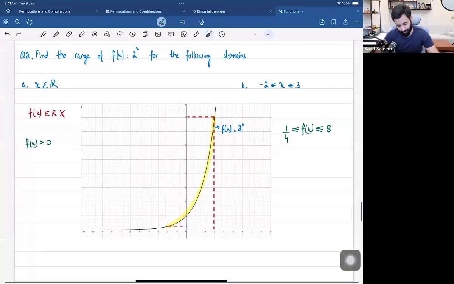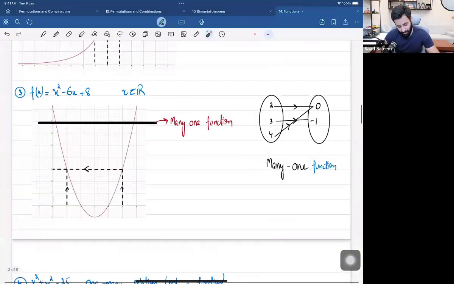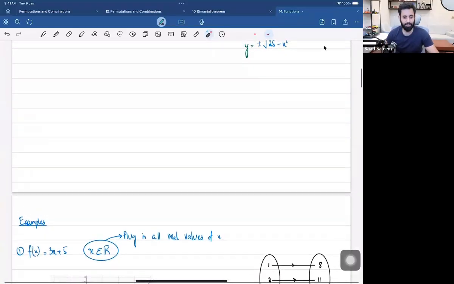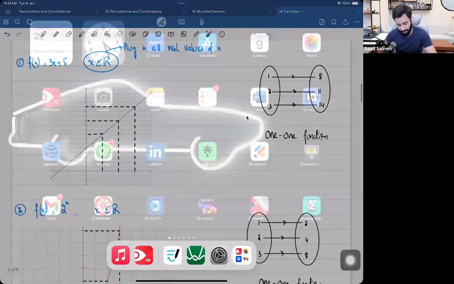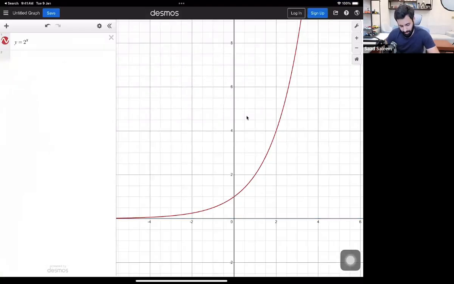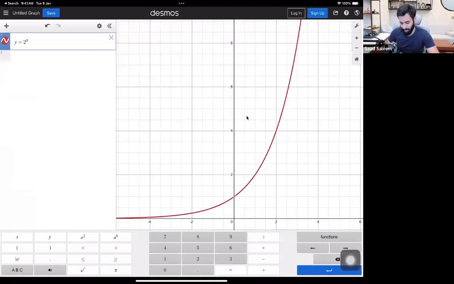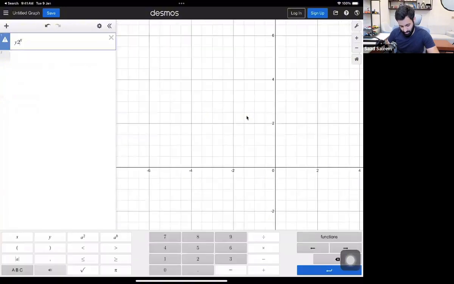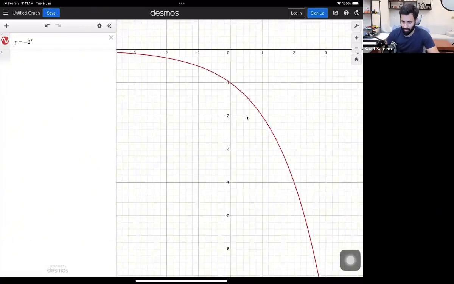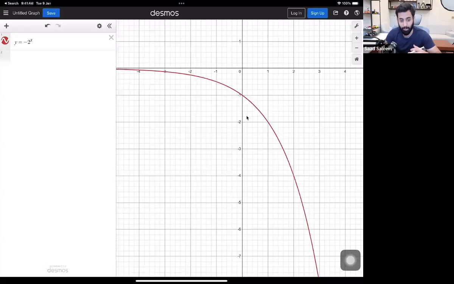If you go back, one-to-one functions हमेशा या तो increase होते हैं या हमेशा decrease होते हैं. Okay. One-to-one functions are either always increasing or always decreasing. Let me show you guys. So this is a one-to-one function, correct? What is it doing? It's always increasing. This is also a one-to-one function. Why? Because it's always decreasing. Okay, so this is also another way to test whether it's a one-to-one function or not.